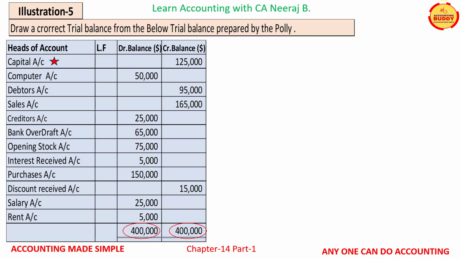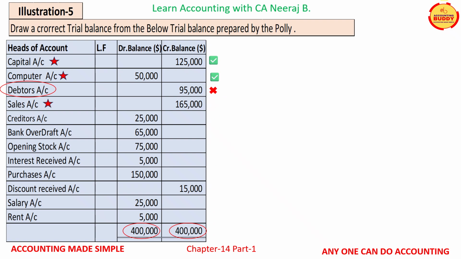Capital account represents the amount business owes to its owners. Therefore, $125,000 is correctly placed in the credit column. Computer account represents the assets of the business and it is correctly placed in the debit column. Debtors is an asset of the business and should be placed in the debit column. Therefore, in this illustration, the debtor account is wrongly placed in the credit column.